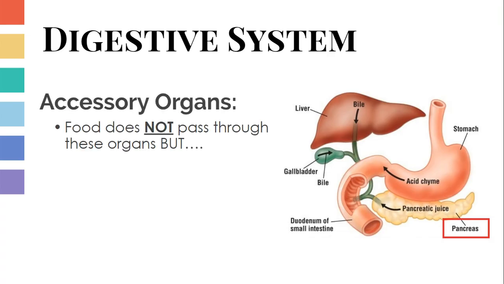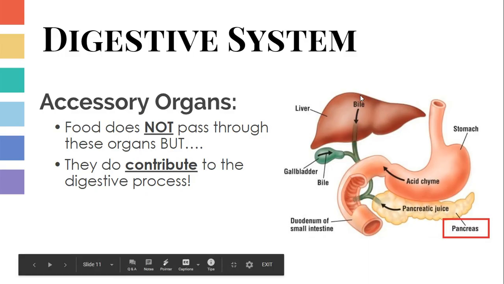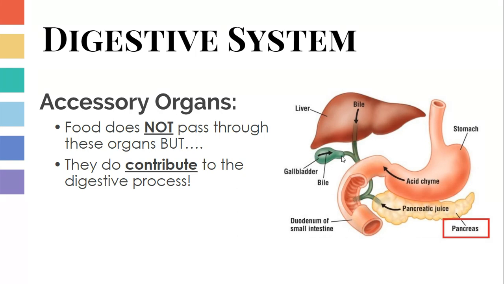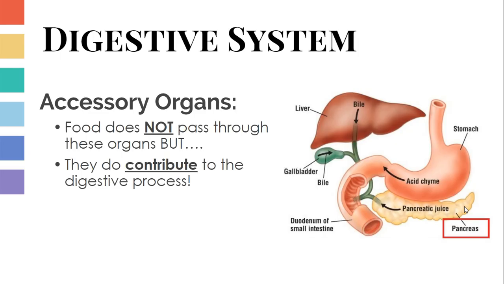All right. So what I did not talk about yet are these three additional structures that we call accessory organs. They're really important to our digestive system. However, food doesn't actually pass through them. So we have these three structures pictured on the slide here. We have our liver, which is a really large organ. We have this green structure called the gallbladder. And then we have, this kind of looks like a fish fillet, the pancreas, which is another accessory organ.